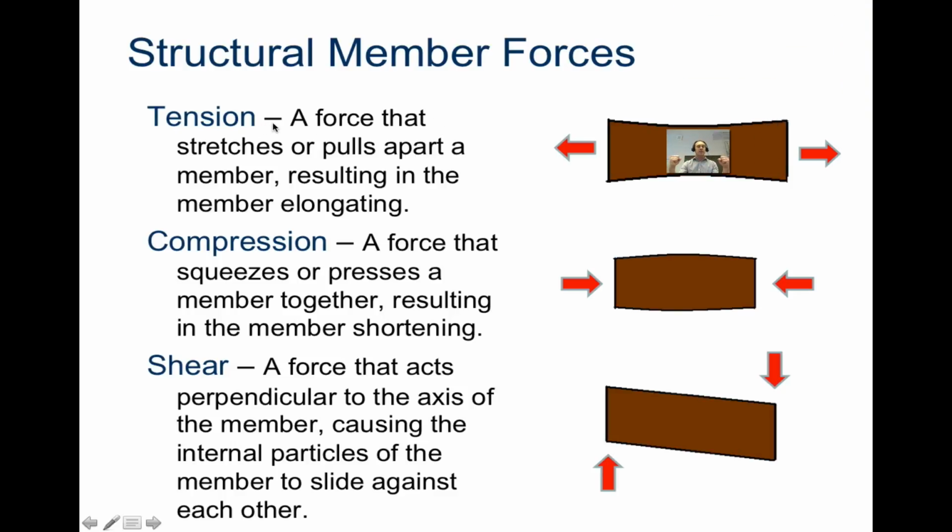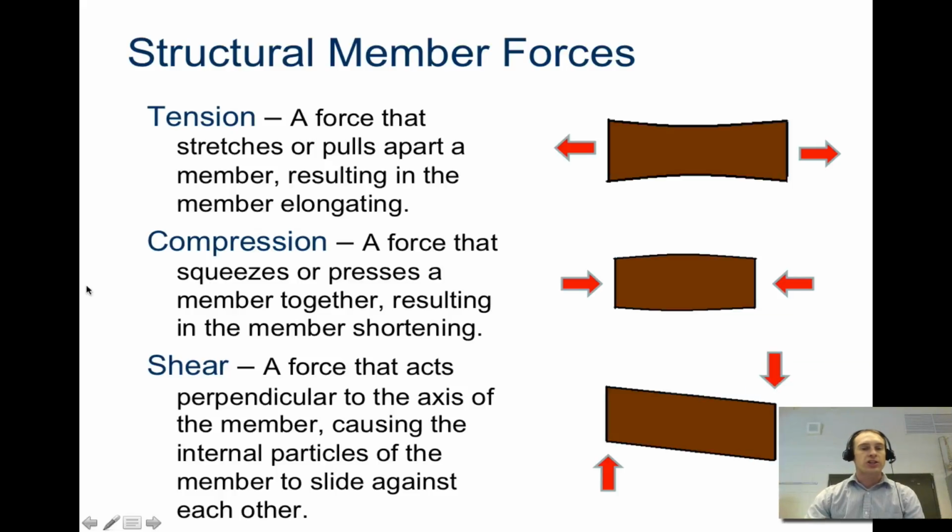Tension is pulling apart. That might be all you need to write down. Compression is squeezing together. And shear is when forces act on opposite sides, so it's causing particles to slide on each other. So take a moment, you can pause this and read through these definitions, but you can make them as short as what I said: pulling apart, pushing together, and then sliding against each other.